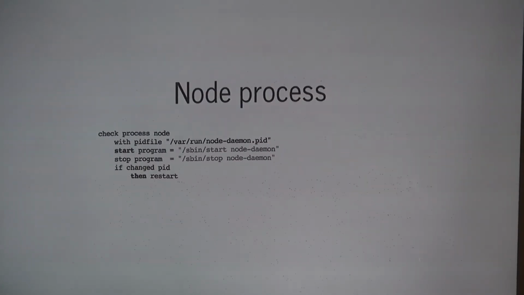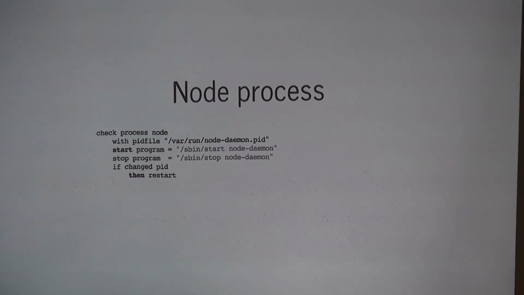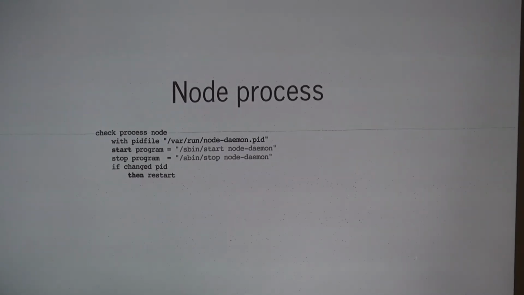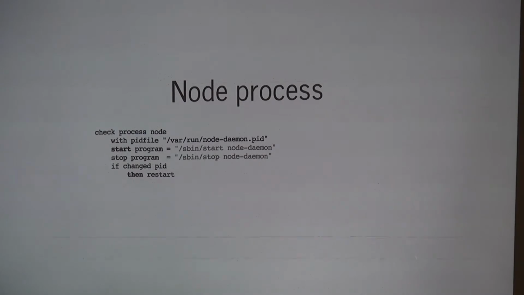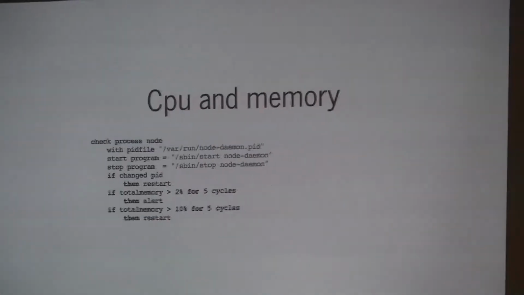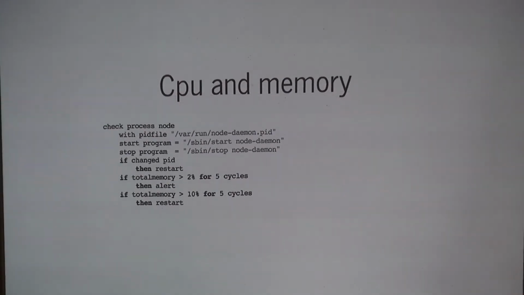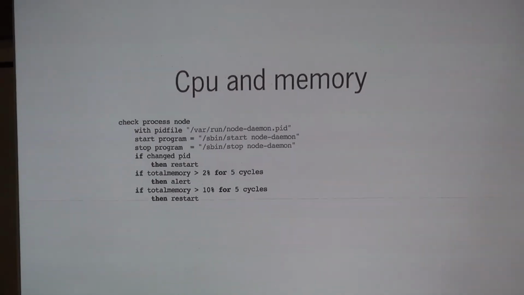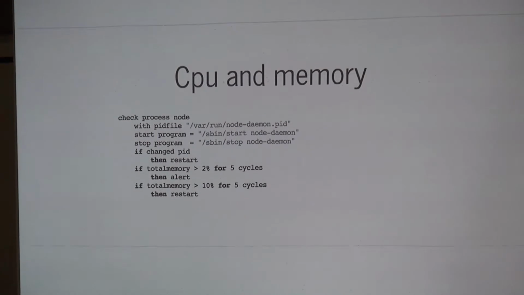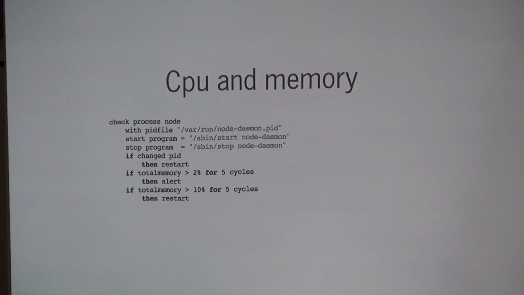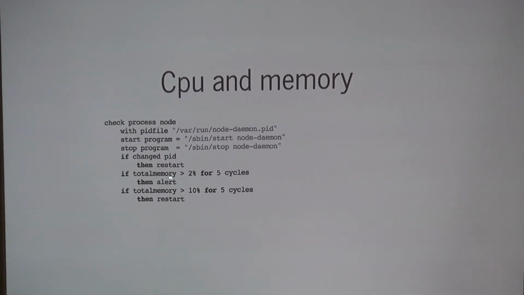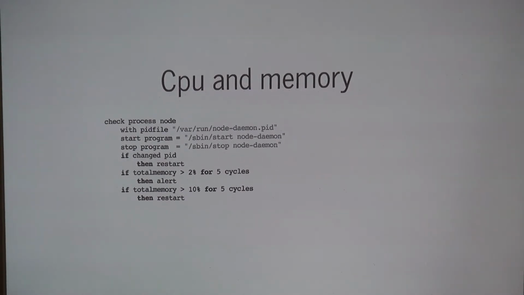First of all, in Monit, you have config files. That's the part of the node process. You just look at the PID file, and if something changes, probably restart. CPU and memory. So if you're interested in Monit, look at the Monit documentation. There's a whole set of stuff like total memory bigger than 2%, 10%, let it restart, let it alert.